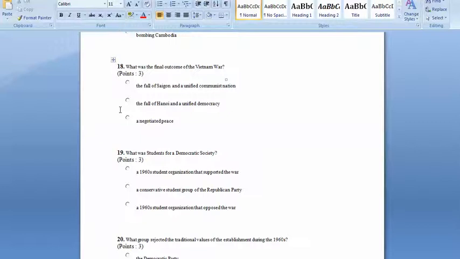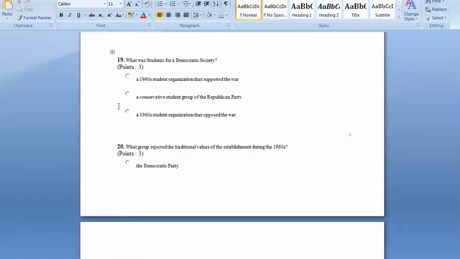Number 18, what was the final outcome of the Vietnam War? The fall of Saigon and a unified communist nation, the fall of Hanoi and a unified democracy, or a negotiated peace? Number 19, what was Students for a Democratic Society?